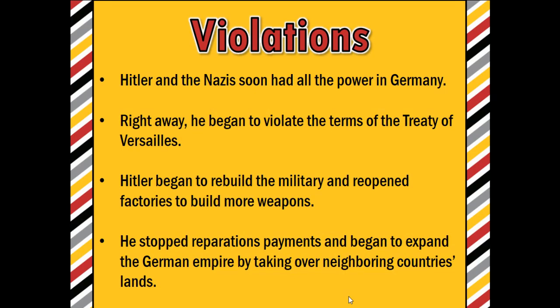Hitler and the Nazis soon had all power in Germany, and right away he began to violate the terms of the Treaty of Versailles. He promised to rebuild the military, which he did, and reopened factories to build weapons. He stopped reparation payments and began to expand the German Empire by taking over neighboring land.